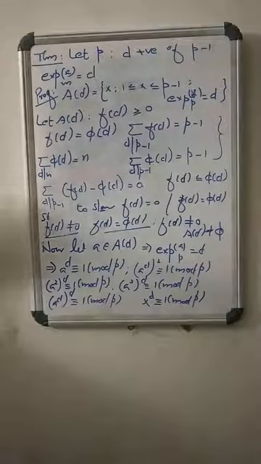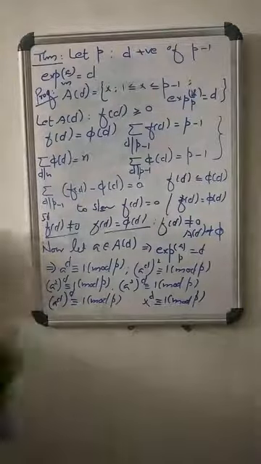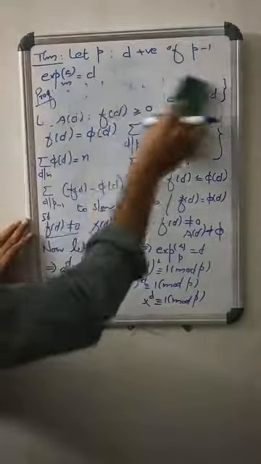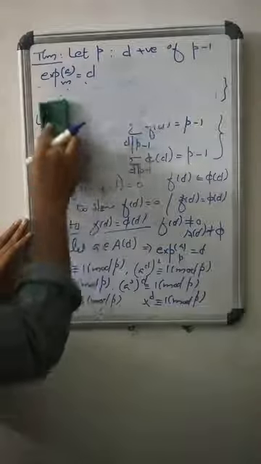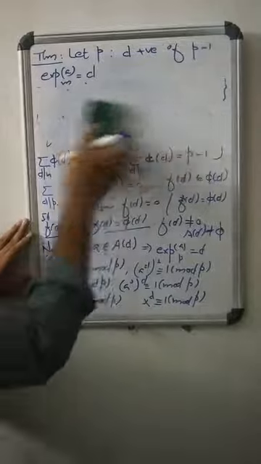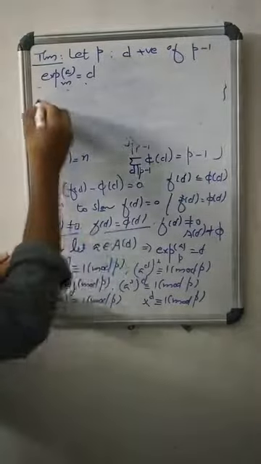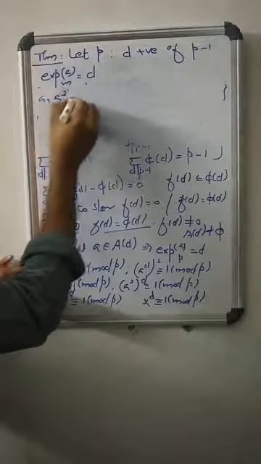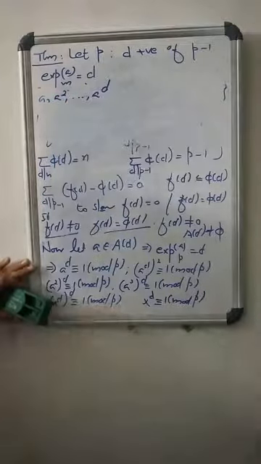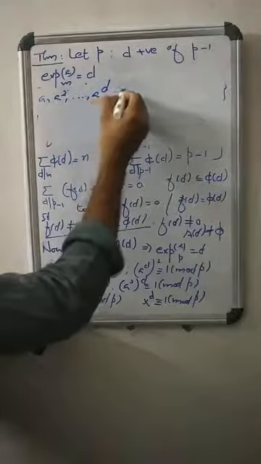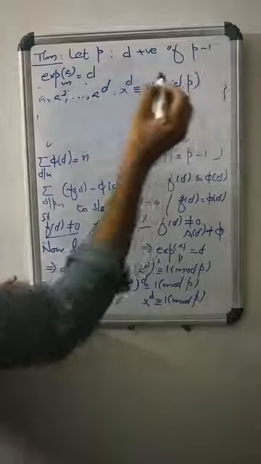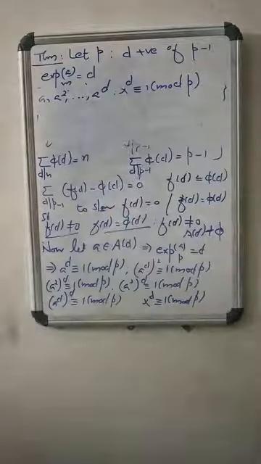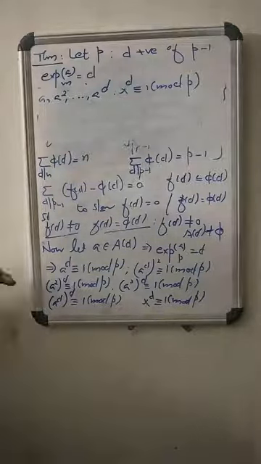Thus, the d numbers, how many numbers are there? There are d numbers. Which are they? a, a squared, a cubed, etc. up to a power d. So the d numbers a, a squared, etc. up to a power d satisfy the congruence relation x power d congruent to 1 mod p, or x power d minus 1 congruent to 0 mod p.